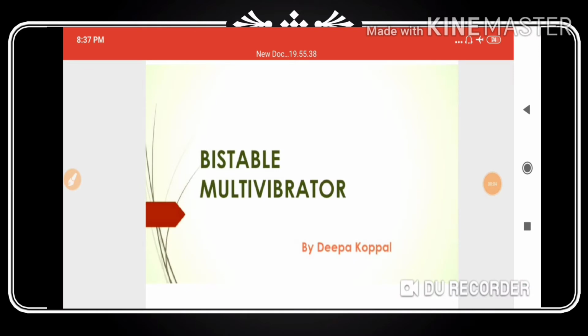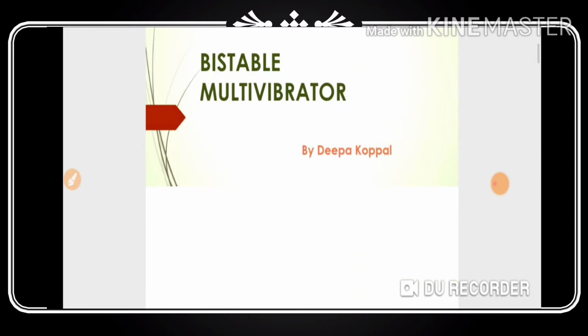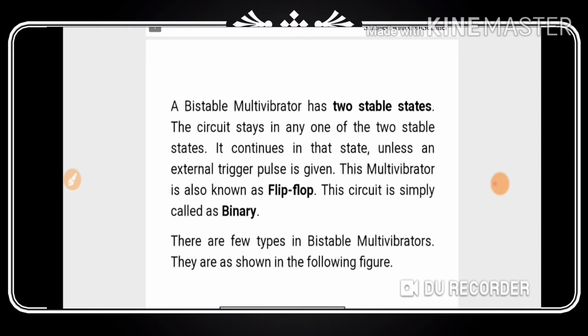Now let us discuss the third type of multivibrator, that is the bistable multivibrator. A bistable multivibrator has two stable states. The circuit stays in one of the two stable states and continues in that state unless an external trigger pulse is given. The multivibrator is known as a flip-flop. The circuit is simply called binary because it has two stable states.